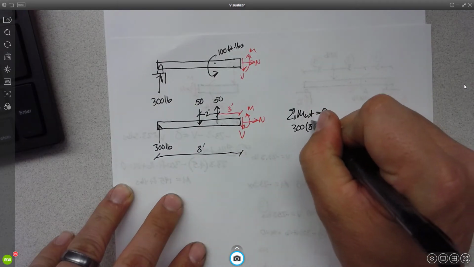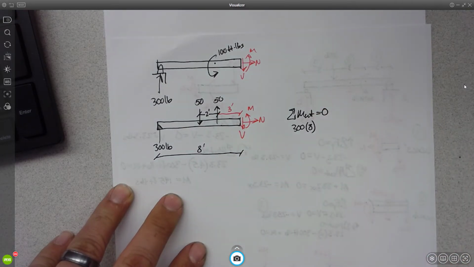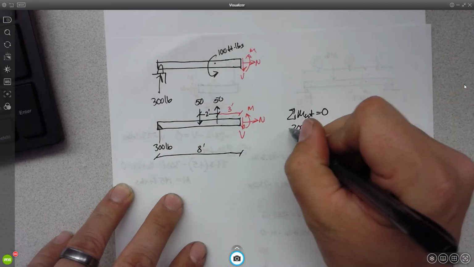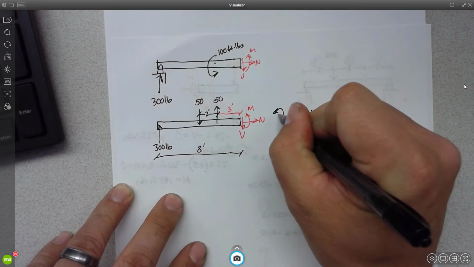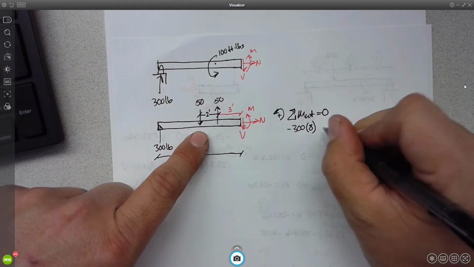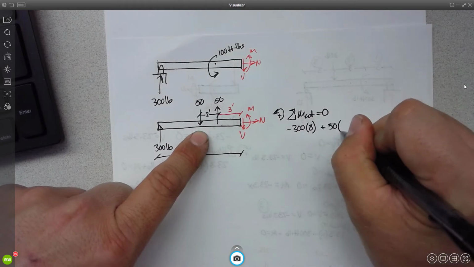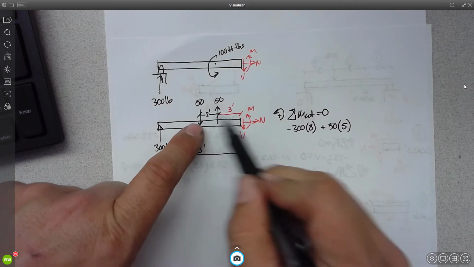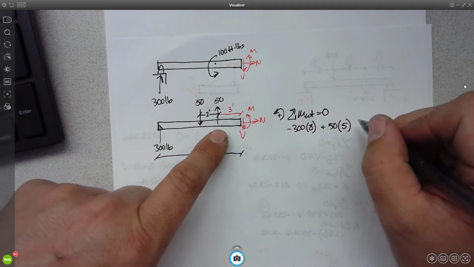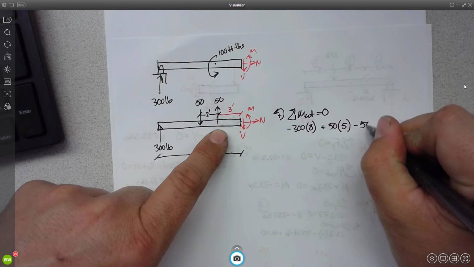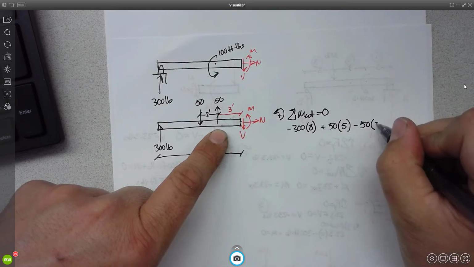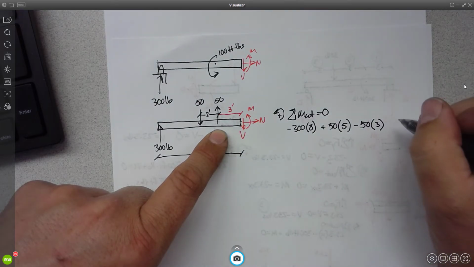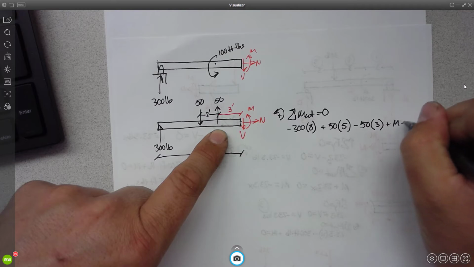So summing my moments about the cut, I have 300 times 8, right? And that's going to be negative. So I'm saying counterclockwise is positive. Then I'll have plus 50 times 5, right? Because 50 here is 5 feet. Minus 50 times 3, plus the moment equals 0.